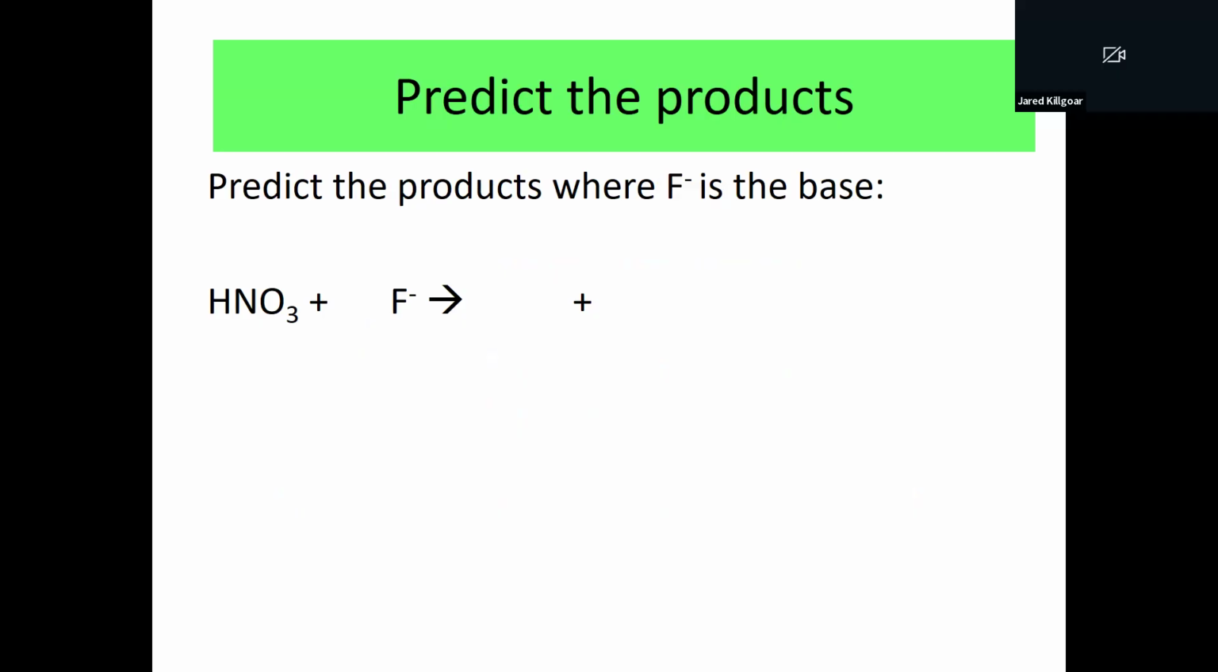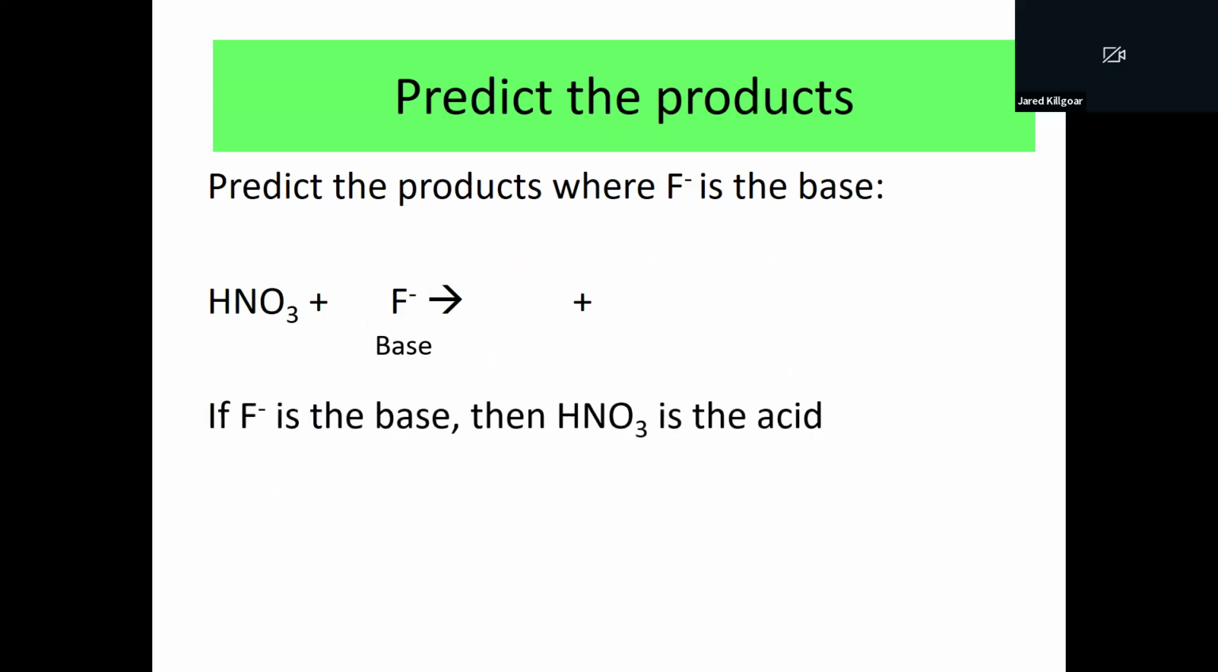So another thing we can do is we can predict products here. So HNO3 plus F minus. Given that F minus is the base, let's talk about how we can predict products. So if F minus is the base, then HNO3 must be the acid. So that's an easy one because our reactants are both going to be acid and base here.